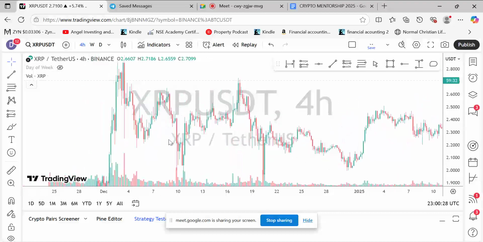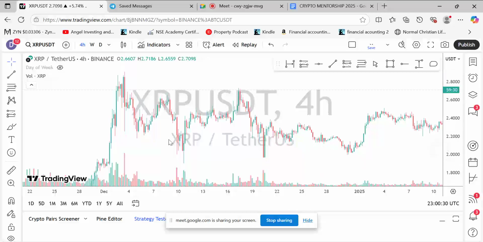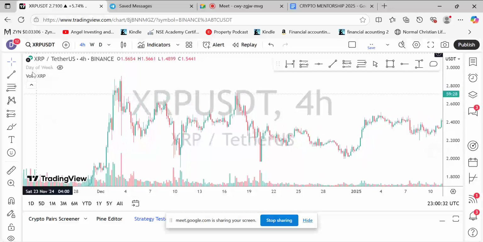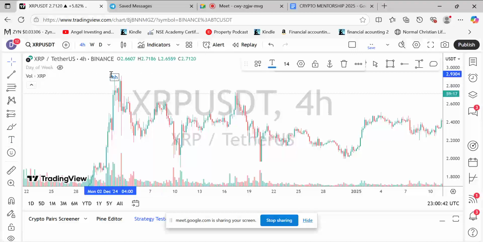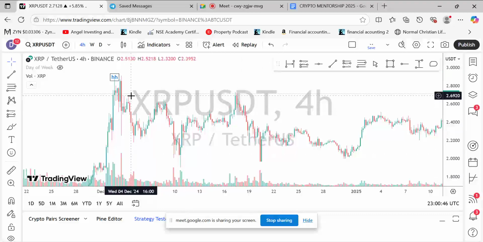Now let's identify the market structure based on the 4-hour. So this is the highest high here. Okay, so we'll just label it. This is our higher high at the top here. Now, when this market reached this higher high, the sellers entered the market and they pushed the market down.